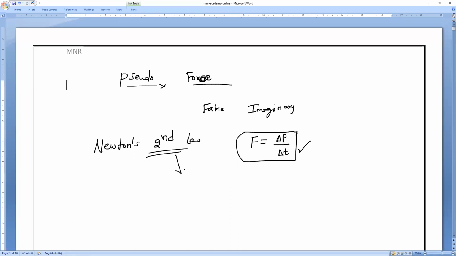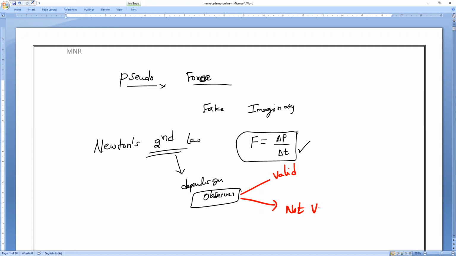So this law, Newton's second law, is only applicable depending on someone. Can you tell me what that is? It depends on the observer. Based upon the observer's position, Newton's laws may or may not be applicable. So there are two situations: Newton's laws valid and not valid. Where Newton's laws are not valid, we consider a force which we call the pseudo force.